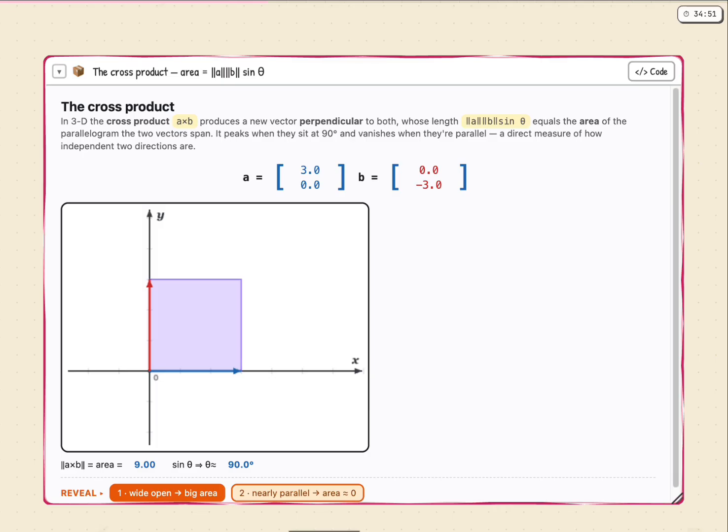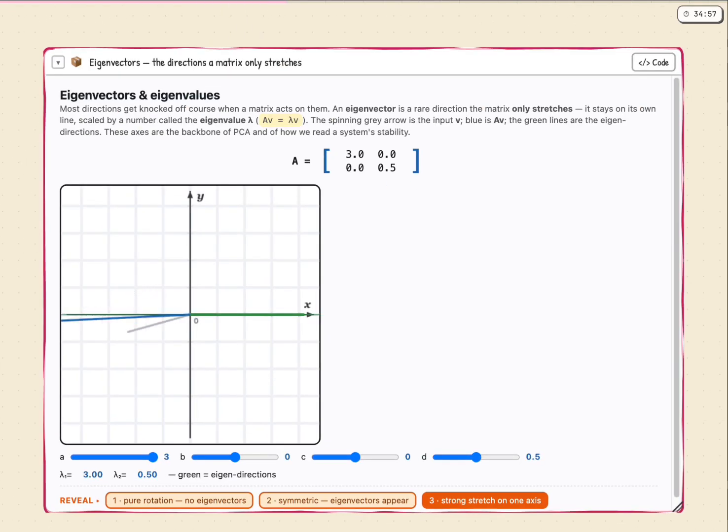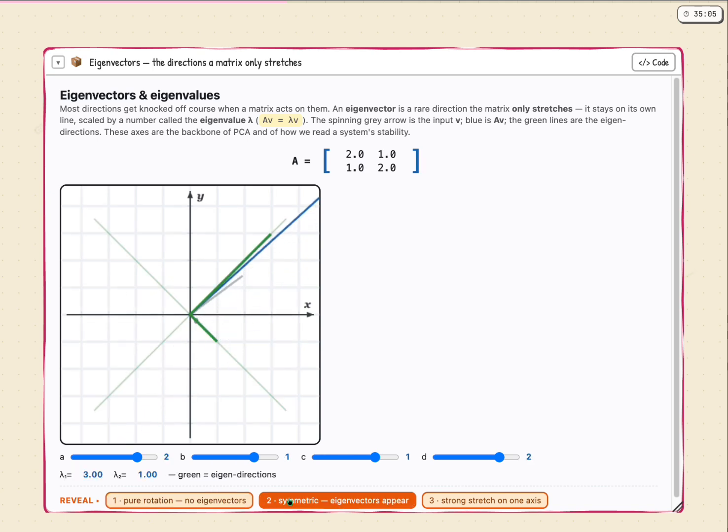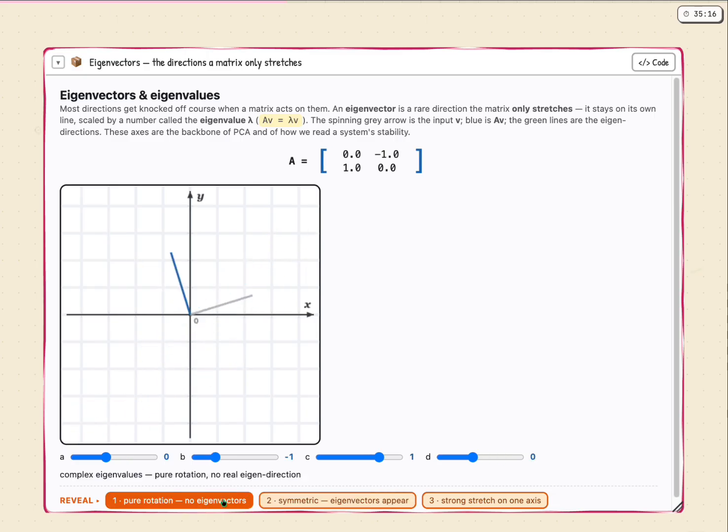This is one of the most important and most beautiful ideas in all of linear algebra. So let's slow down and really see it. Eigenvectors. Remember, a matrix transforms space. It grabs every arrow and knocks it off in some new direction. Watch the spinning gray arrow, that's an input vector v, rotating through every possible direction. The blue arrow is what the matrix does to it, A times v, and you can see that for most directions blue points somewhere completely different from gray.